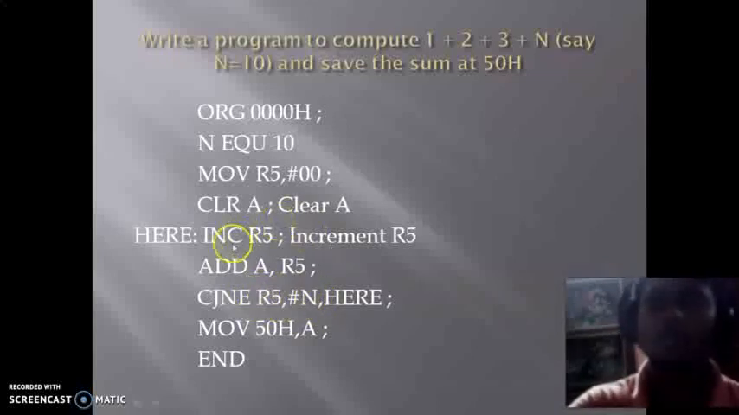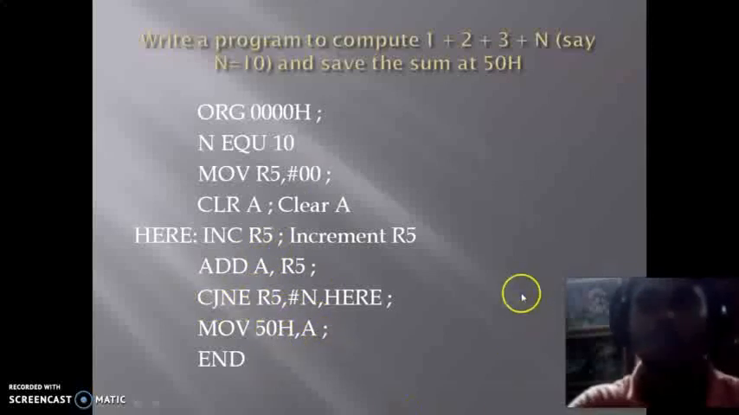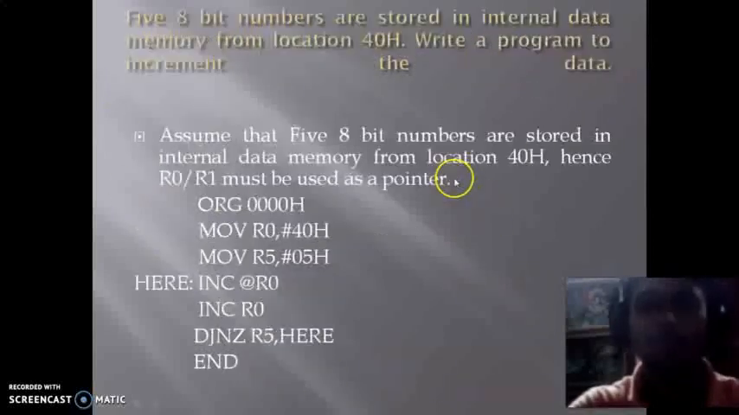When the operation is completed, means R5 is set as 10, at that time they will be the same, and the loop is already completed. Now the content of A, means the result, will be stored into 50H. So that is the end of the program by which 1 plus 2 plus 3 up to N can be added with this program.